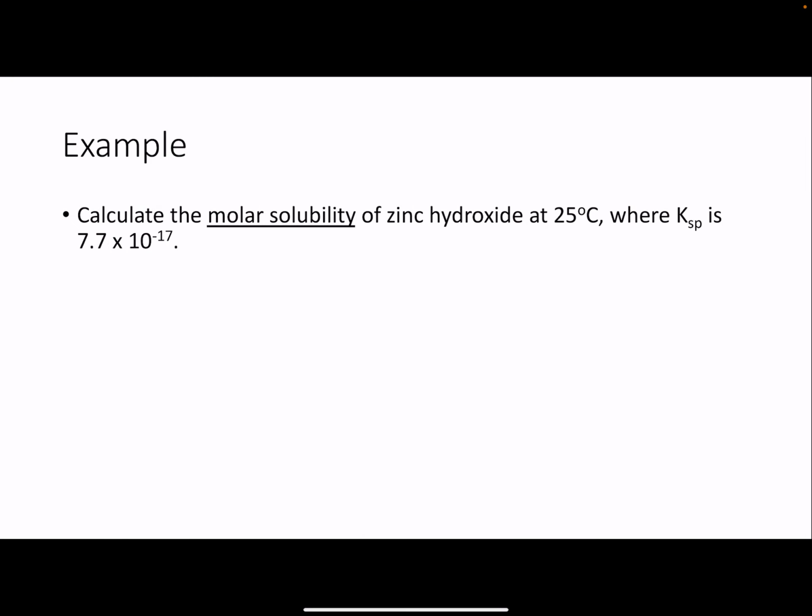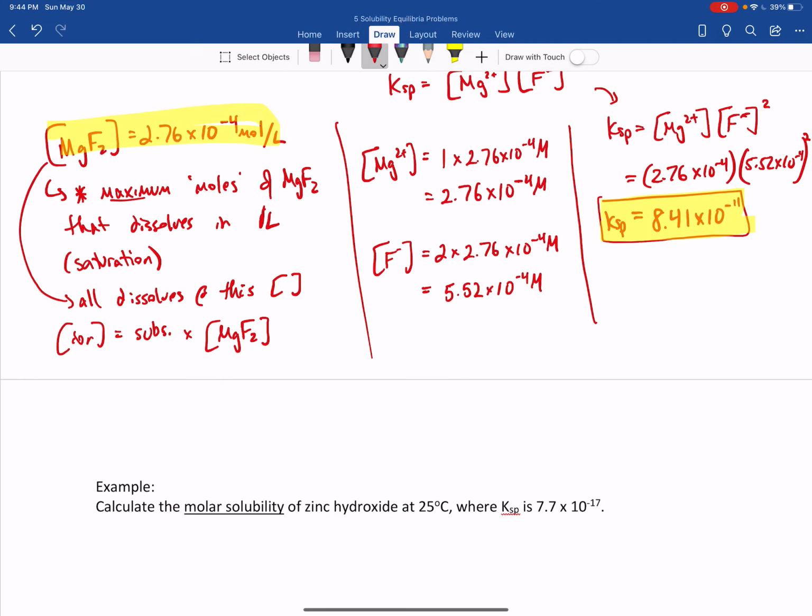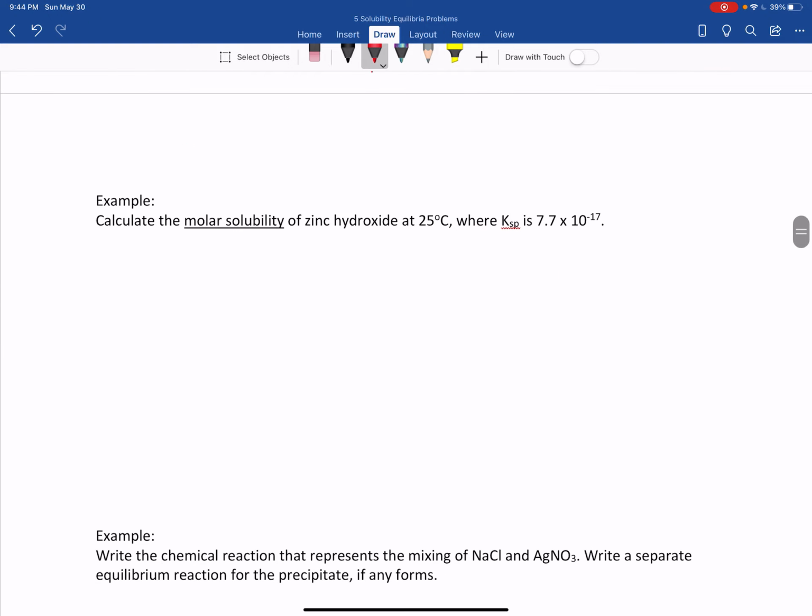So we'll finish off with another example here. Okay, calculate the molar solubility of zinc hydroxide where the KSP is given. So in this case, we want to know, based on a standard value, how much zinc hydroxide will dissolve. So we'll start off with an equation.